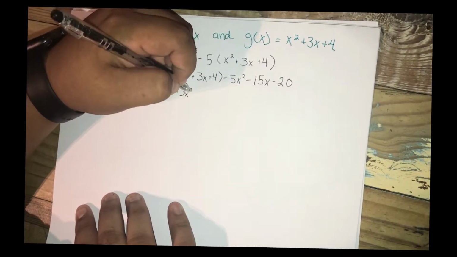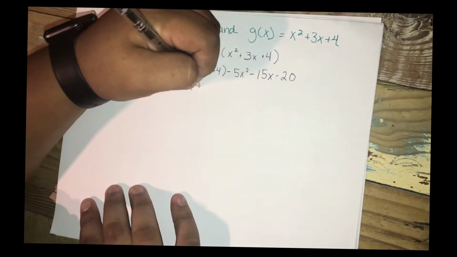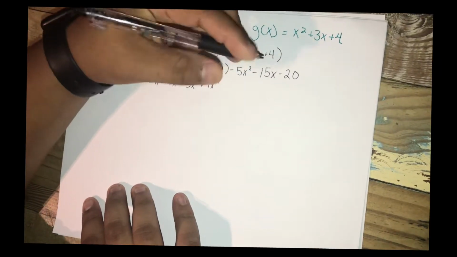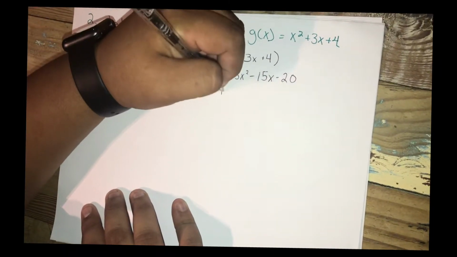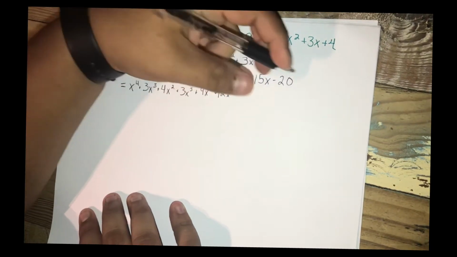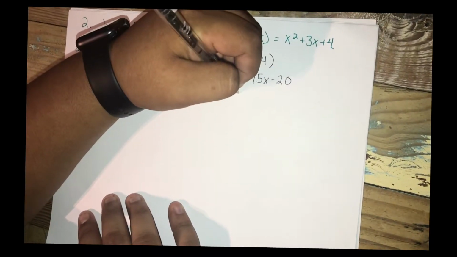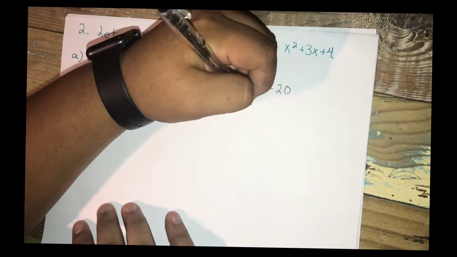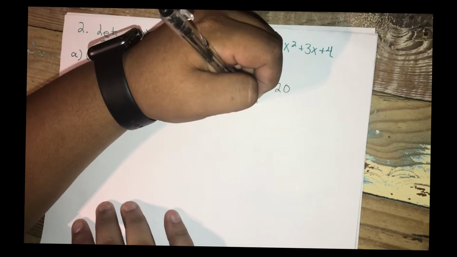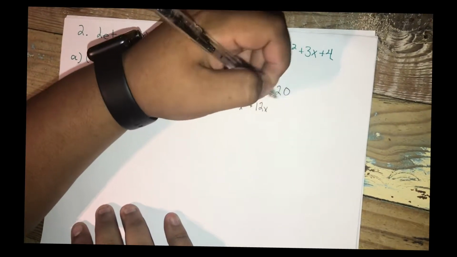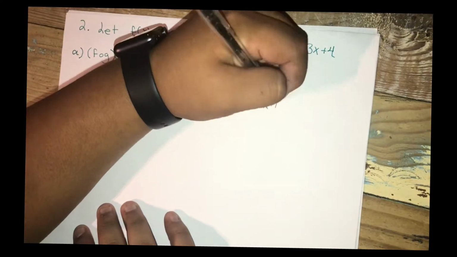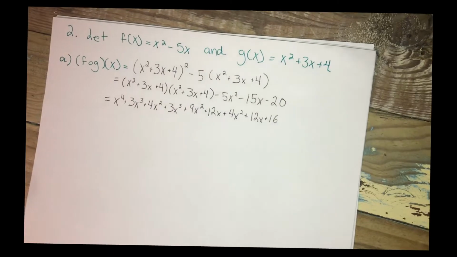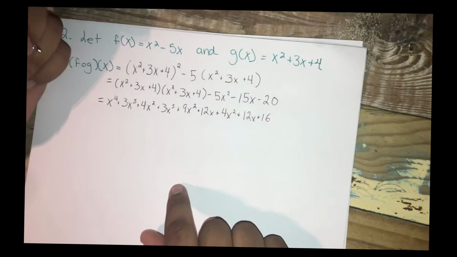Now we're going to have to use the distributive property again, but for the first part of the function, which would just come out to x to the power of 4 plus 3x cubed plus 4x squared plus 3x cubed plus 9x squared plus 12x plus 4x squared plus 12x plus 16. I usually leave out the minus 5x squared minus 15x minus 20 and put it at the end so that it doesn't occupy that much space and the line doesn't look that ugly.